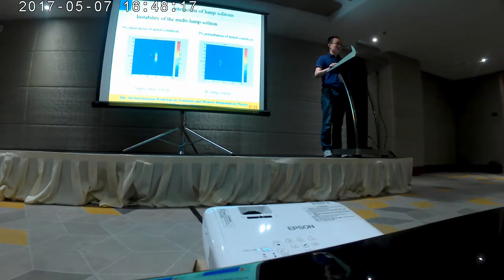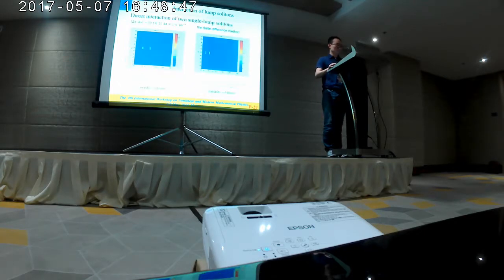As we can see from the picture, with 5% noise in the initial condition, the single lump solution keeps its shape, while the bilump or multi-lump solution is unstable. It splits into 3 lumps, and they also interact with themselves. It's very interesting.